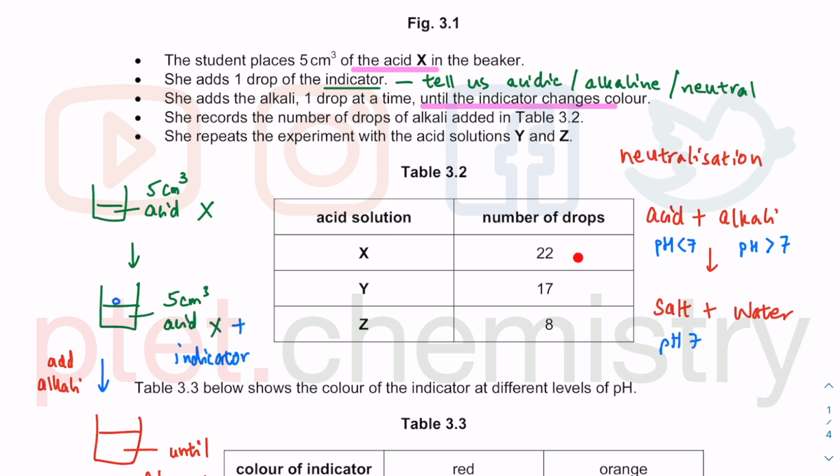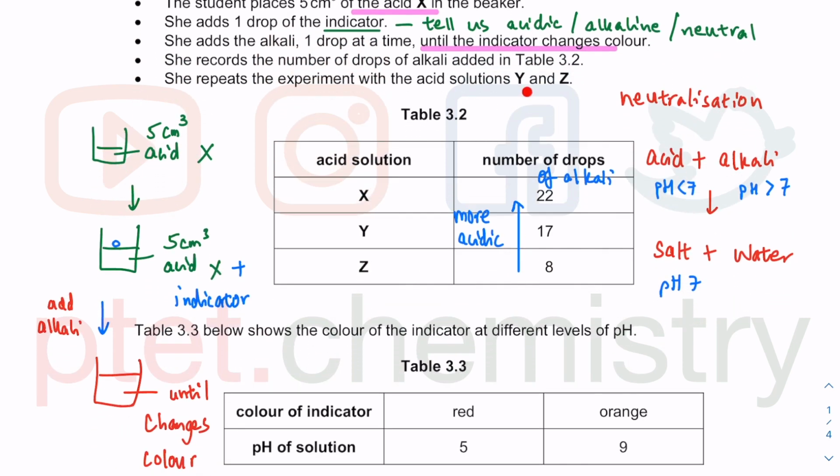The more drops you have, therefore the more acidic it is, because if you are more acidic, you will need more alkali to neutralize. That is why you need more drops of the alkali to neutralize the greater amount of acid you have. Therefore it's a stronger acid. As you repeat with Y and Z, Z requires the least. Therefore, what I can say is Z is the least acidic, and X is the most acidic.